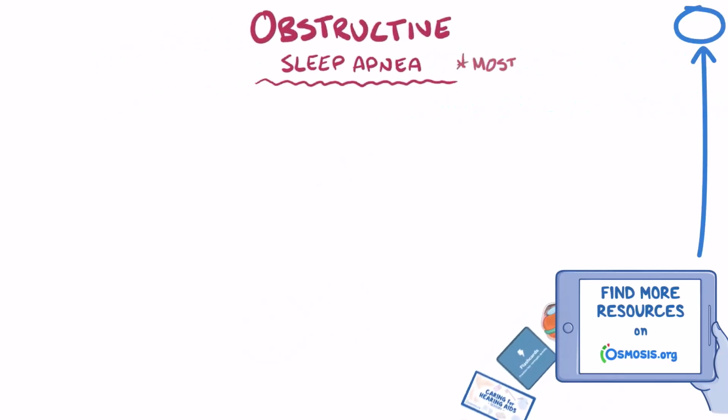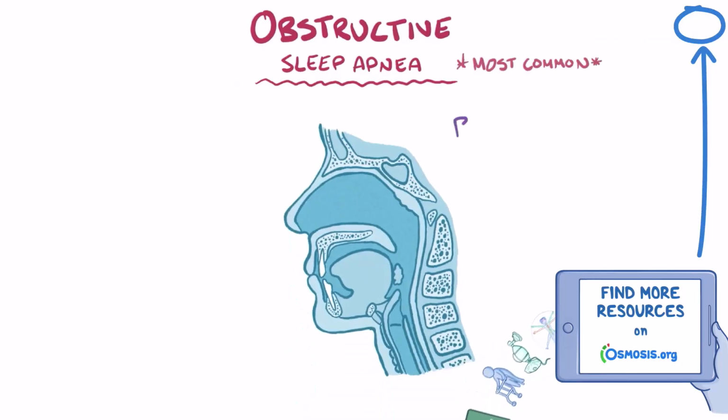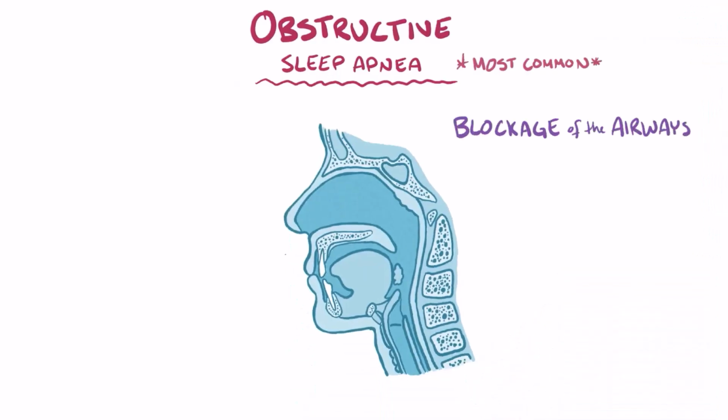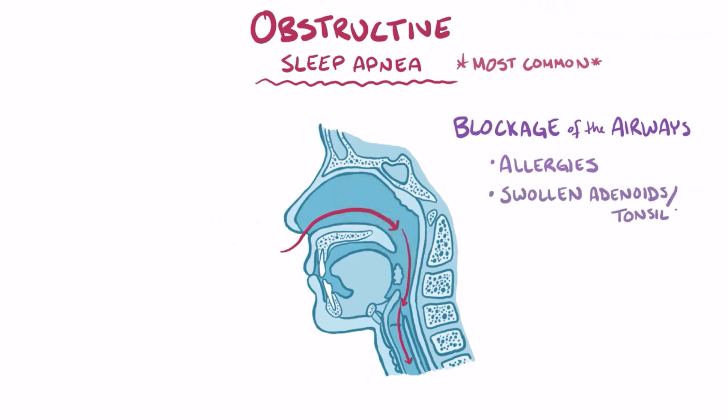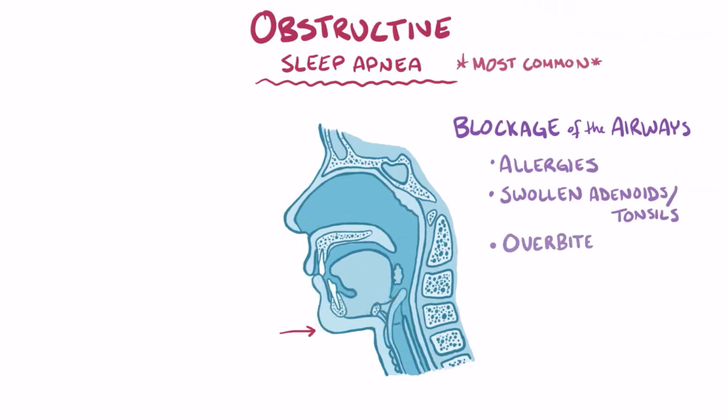Obstructive sleep apnea is the most common form, and it develops when there's a blockage of the airways. Now, air has to go from the nose through the nasopharynx into the laryngopharynx, through the larynx, and then into the trachea. Somewhere along that path, there might be a blockage in the flow of air. Allergies might cause swelling in the tissues of the nasopharynx, or there might be swollen adenoid glands or tonsils because of an infection. There might be a severe overbite, which pulls the jaw back and blocks the airway.